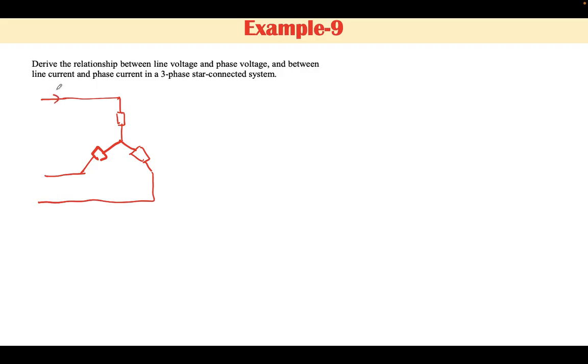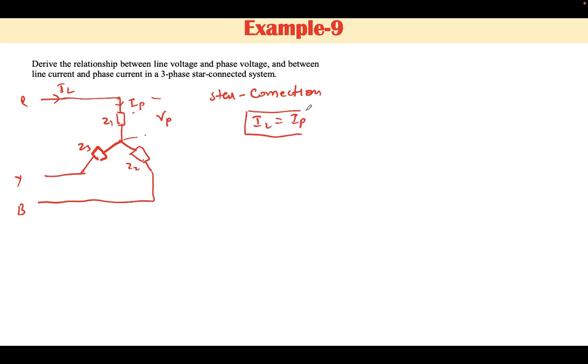The current flowing in this circuit is IL, because this is a line R, Y and B. This is a particular phase. The current in this phase is Ip. This is Z1, this is Z2, this is let's say Z3. The voltage across this particular phase with respect to neutral is Vp. The line current is IL. Since the path for IL and Ip is the same, we can say for a star connected system, IL must be equal to Ip. This is one of the relationships.